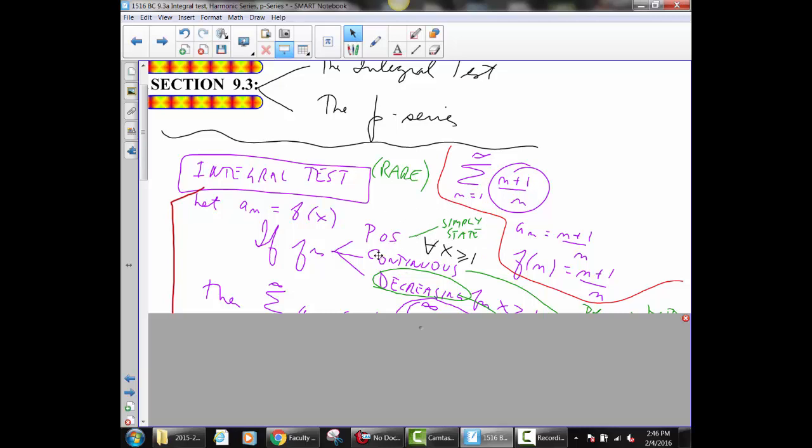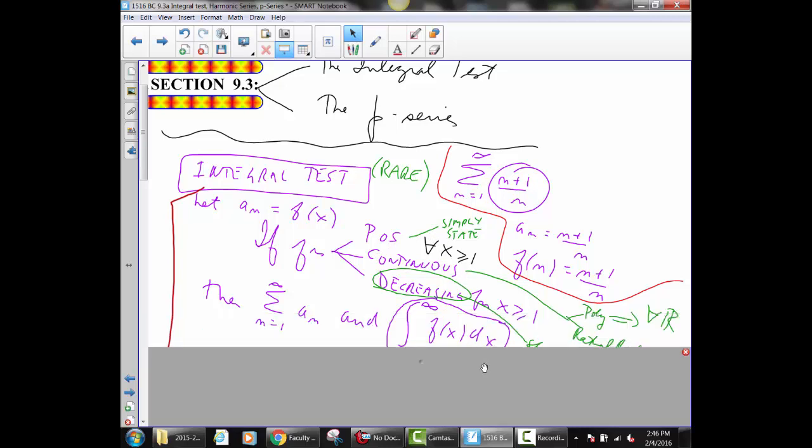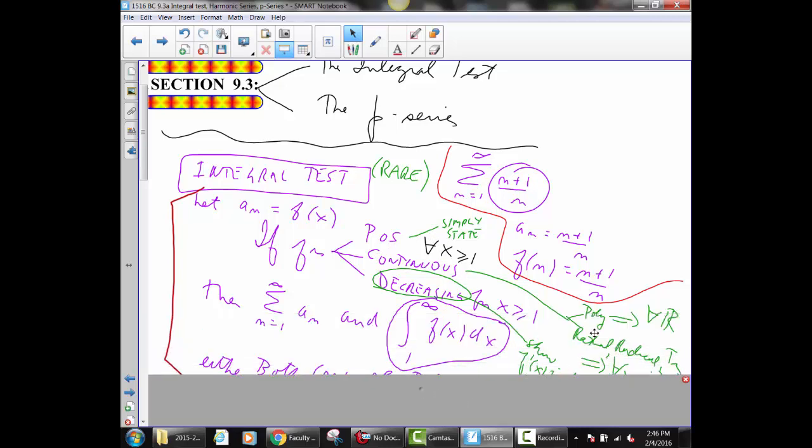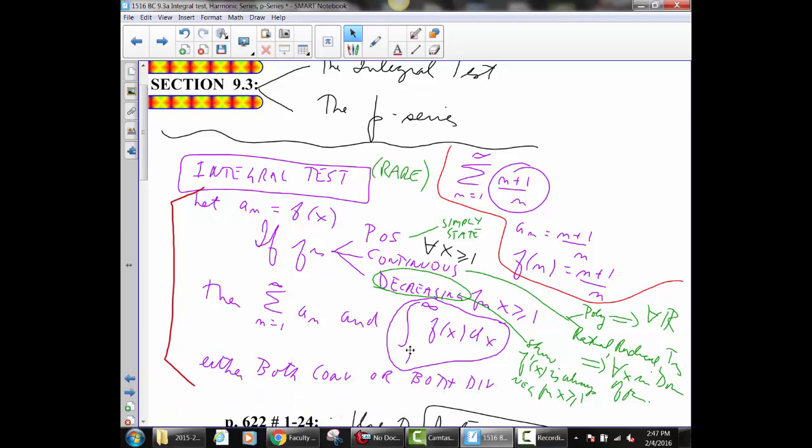If that function is continuous, and if it's a polynomial function, it's continuous on its domain, which is all real numbers. If it's a rational, radical, or trig function, it's continuous on its domain, which will depend on the situation. So you have to convince yourself the function's positive everywhere for x greater than or equal to 1, continuous, and decreasing. And the easiest way to show that f is decreasing is to show that f prime is always negative.